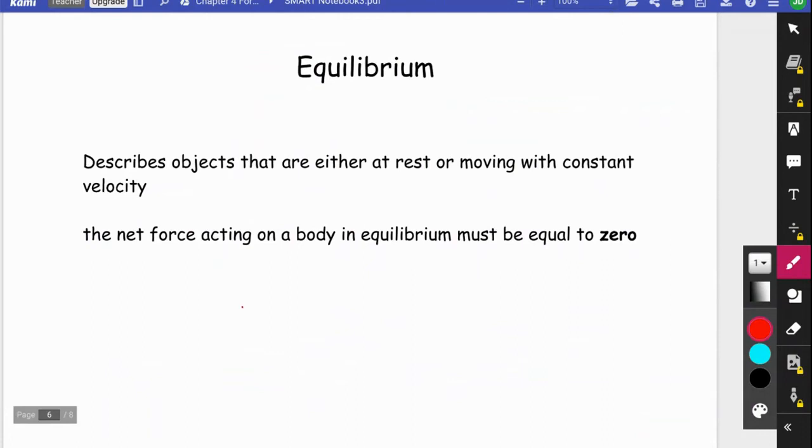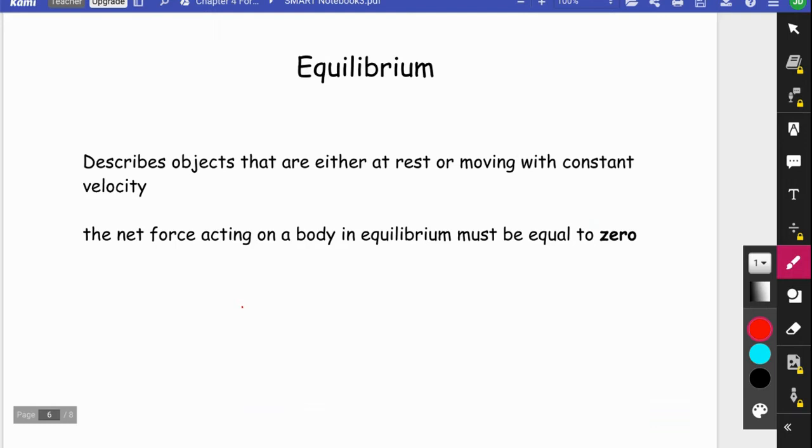objects in equilibrium. So the law of inertia says an object wants to keep doing what it's doing unless it gets acted upon by a net force. Well, equilibrium means that there is no net force. Basically, again, the objects are either at rest or moving with a constant velocity, so the net force acting on the object is equal to zero.